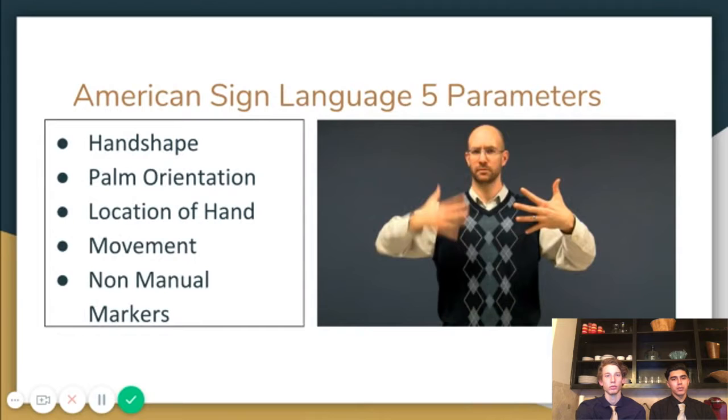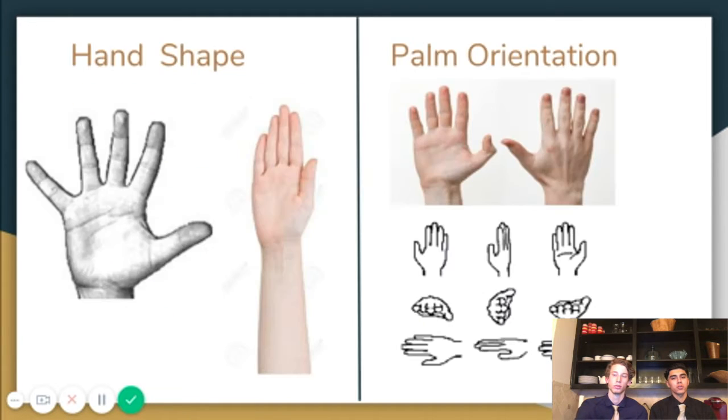Now, just like all languages, ASL has parameters of its own, or its own rules. These parameters are hand shape, palm orientation, location of the hand, movement, and non-manual markers. So for hand shape, it's pretty self-explanatory. Similar to the shape of a letter in English, the shape of the palm is crucial in forming words and sentences. For example, when signing the word dad, your fingers should not be touching, instead they should be spread apart. They should not be bent, they should be straight.